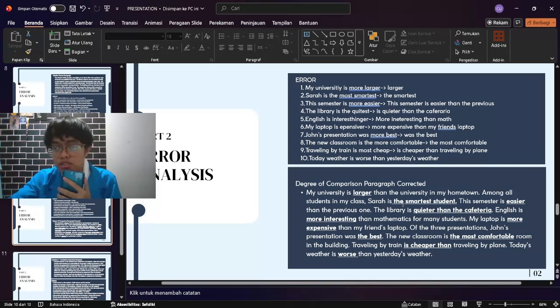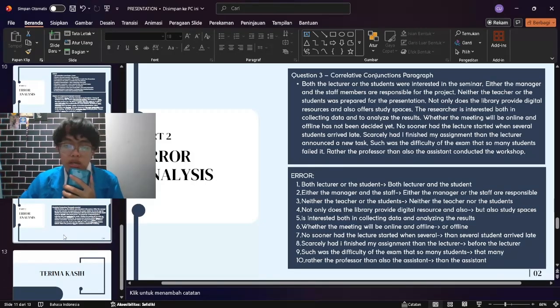So we have my university is larger than the university in my hometown. Among all students in my class, Sarah is the smartest student. This semester is easier than the previous one. The library is quieter than the cafeteria. English is more interesting than the mathematics. My laptop is more expensive than my friend's laptop. Of the three presentation, John's presentation was the best. The new classroom is the most comfortable room in the building. Traveling train is cheaper than traveling by plane. Today's weather is worse than yesterday weather. Okay, the last one, question 3, correlative conjunction paragraph.